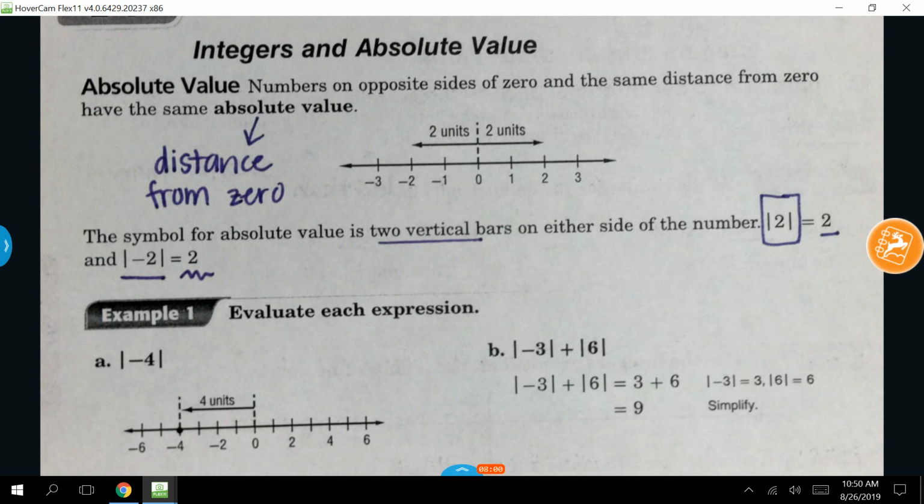So you're basically dropping those bars and that negative sign. Okay? So absolute value of a negative number will always give you a positive number. Just like the absolute value of a positive is going to give you a positive. Okay?